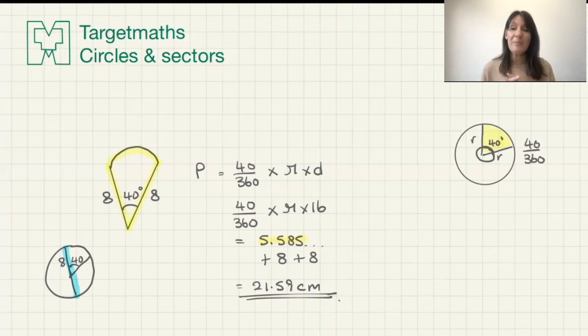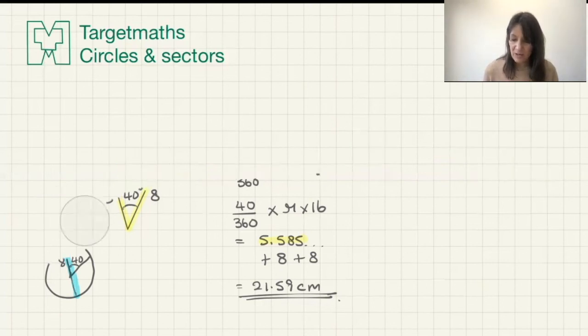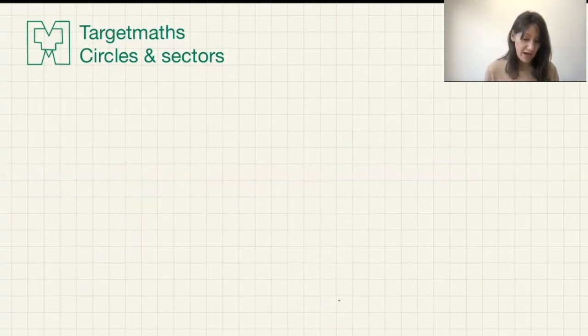So sectors are pretty much area and circumference formulas with an added fraction. And that's it. I think the perimeters are slightly harder because you've got to remember to go all the way around and add in that extra step, which you don't need to think about with your area.